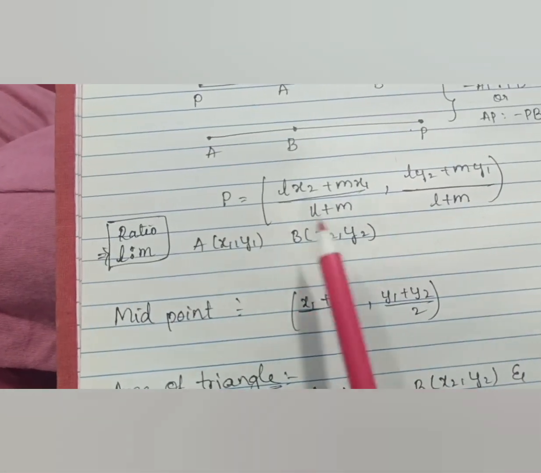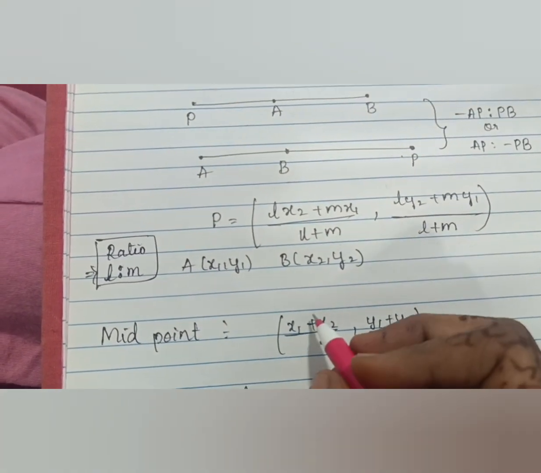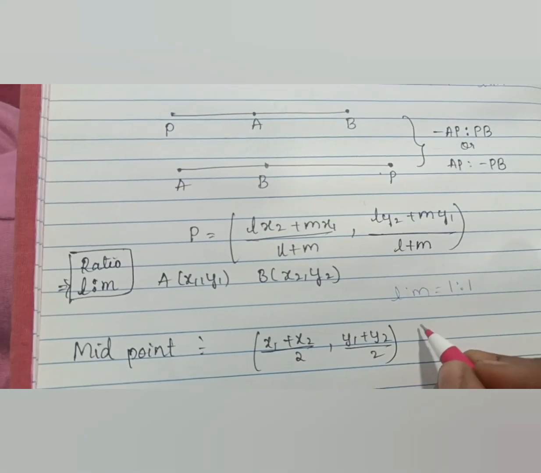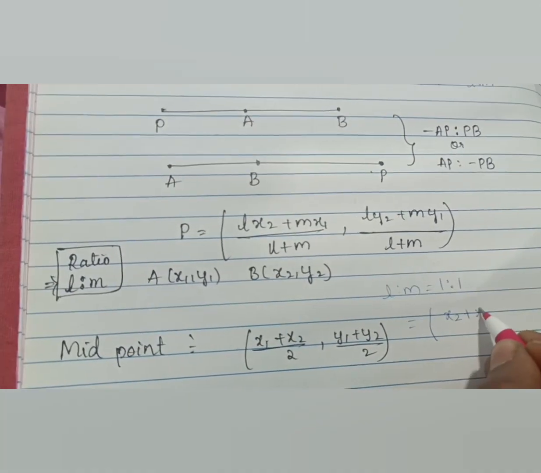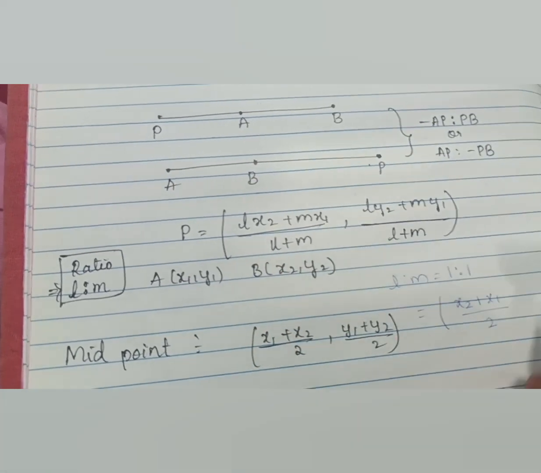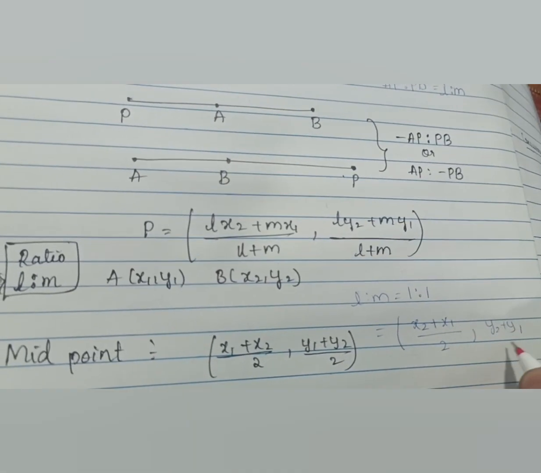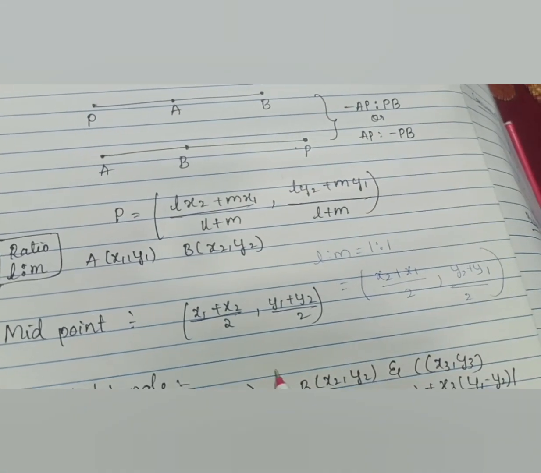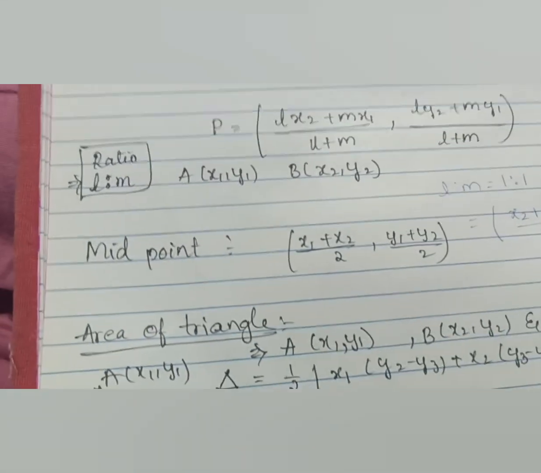Next we will go to the midpoint. If both L and M are 1 and 1, suppose L is to M is 1:1, then in the place of L and M we write 1. It becomes x2 plus x1 by 2, since L plus M is 2, right? Comma y2 plus y1 by 2, 1 plus 1 is 2. This is the same formula, right? x1 plus x2 or x2 plus x1, by the associative property, both are the same.